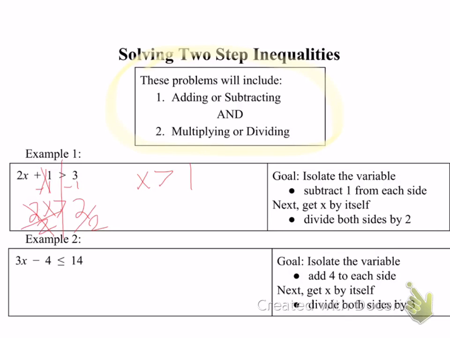Our first thing we have to do is move over that 4. By doing that, we have to add. So +4 on both sides. These will cancel out. So you have 3x is less than or equal to 14 plus 4, which gives you 18. Then your last step is to get x by itself by dividing both sides by 3. So you have x is less than or equal to 6. So those would be your two answers for the first two examples.